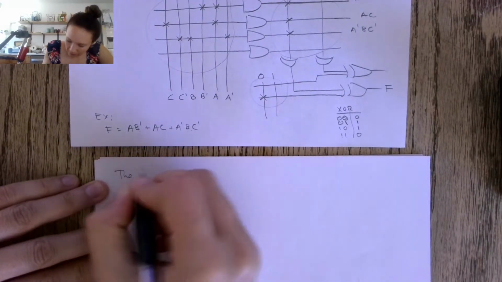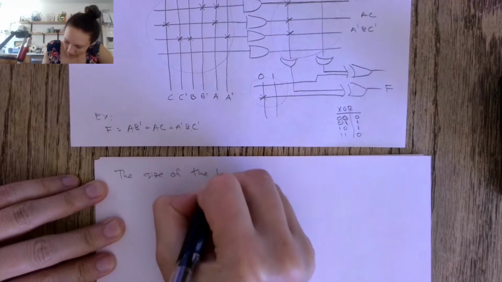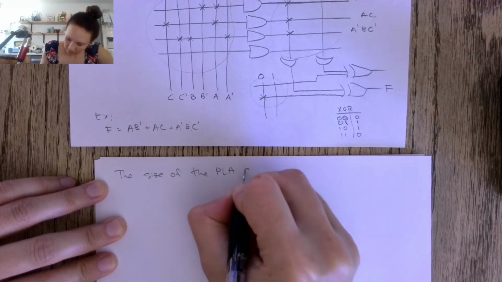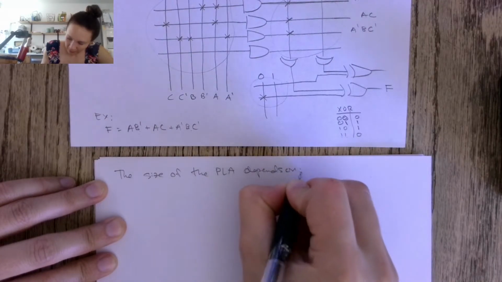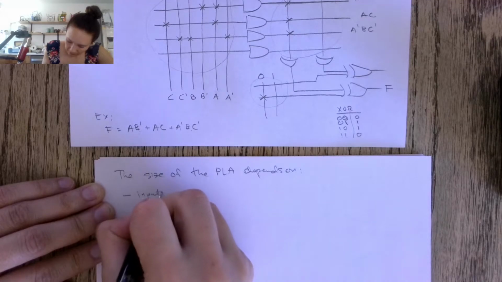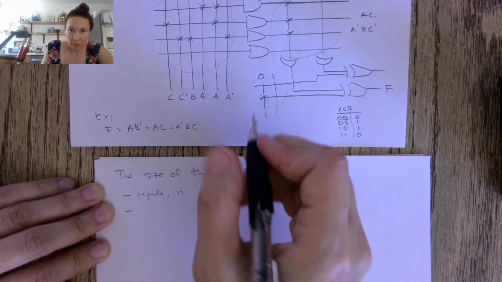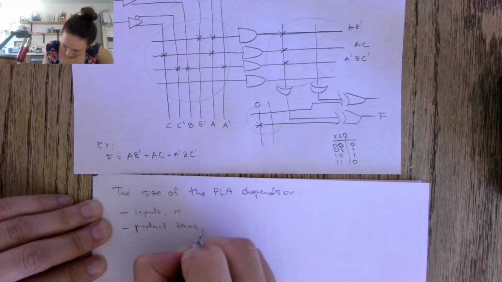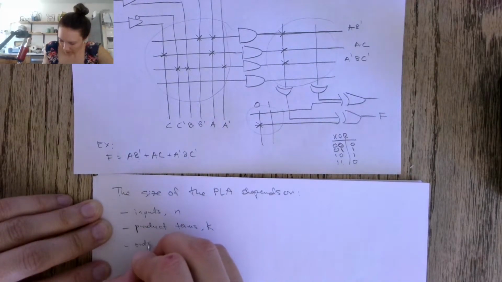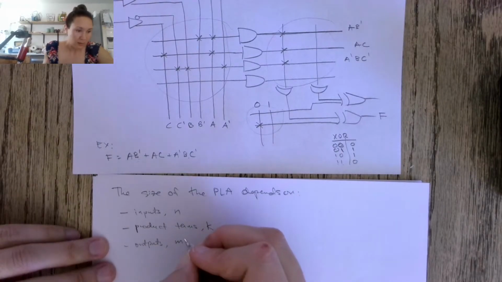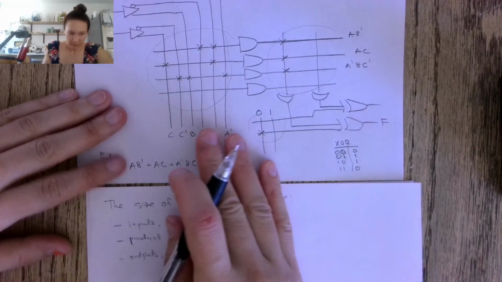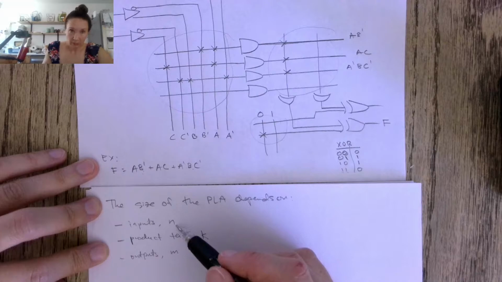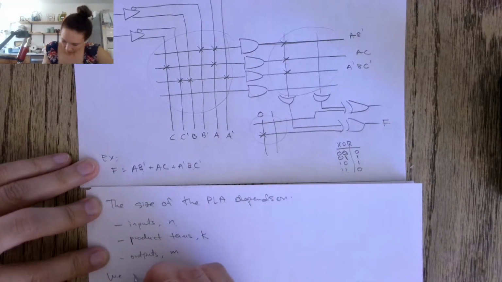Okay, so the size of the PLA depends on the inputs, which we can call n, the number of product terms, which we'll call k, and the outputs, which we can call m. So if we have n inputs, then we need n inverter buffer gates.